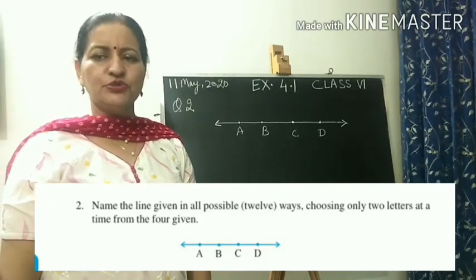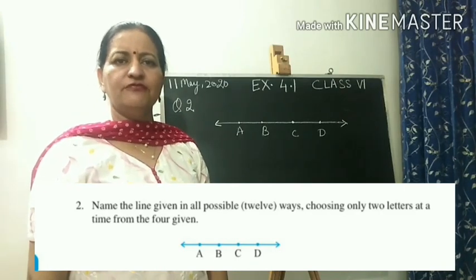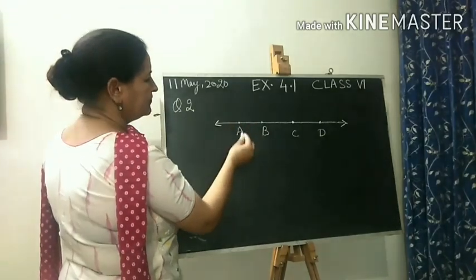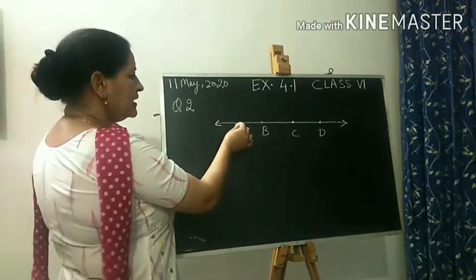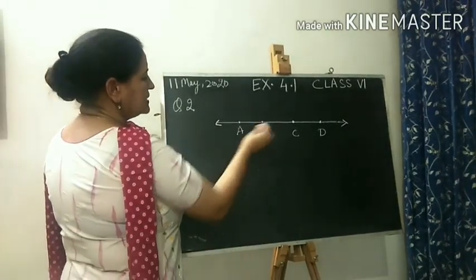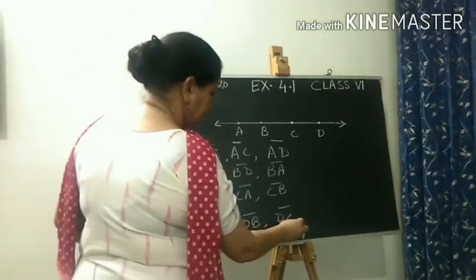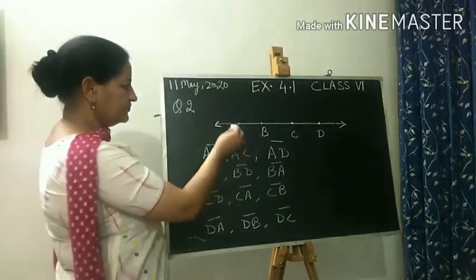Now question number 2 is, name the line given in all possible 12 ways. We will look at this figure which is already given in the book. It has 4 marks A, B, C and D. Now we are going to write the answers in all given ways. These are all the possible answers.